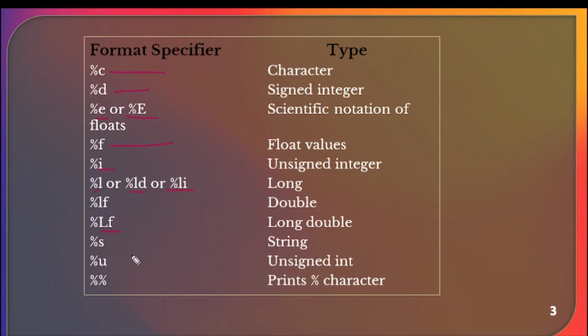For the string type, if you are displaying strings, then you can specify %s as the format specifier. For the unsigned int, you can use %u. If you want to print the % character, you can use %%. Then it displays the % where you specified %%. These are the different format specifiers which we can use in C programming with the input or output functions printf and scanf.